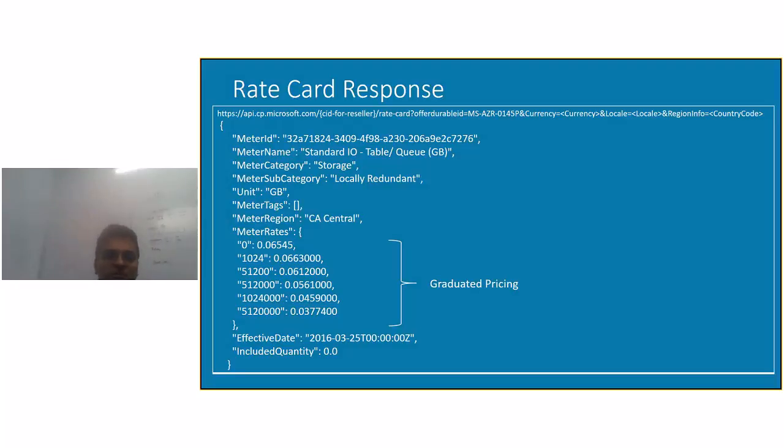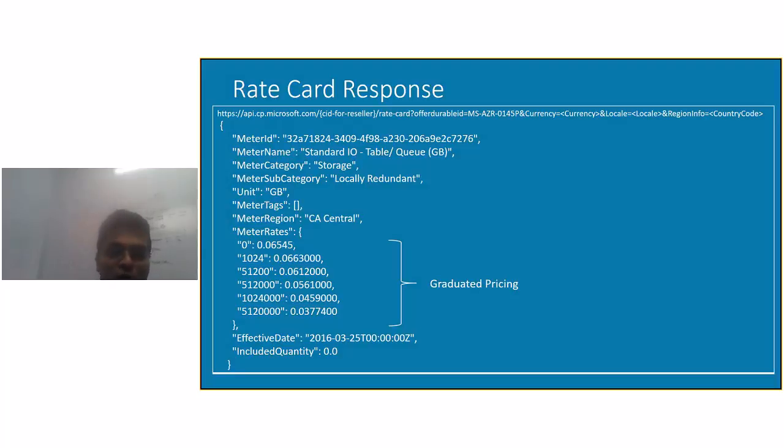And we talked about graduated pricing before. If you look at this, here is an example where the 0th tier is 0 to 1024, and the price is 0.06. The next tier is 1024 to 512, and so on. So the graduated pricing essentially gives you the rates and the buckets where you can calculate things. And just to note, the bucket is inclusive of 1024. So essentially 0 to 1024, and 1024 to 512. So include the bucket on the left in a sense. And of course, the last one is the included quantity. So this is the rate card response.